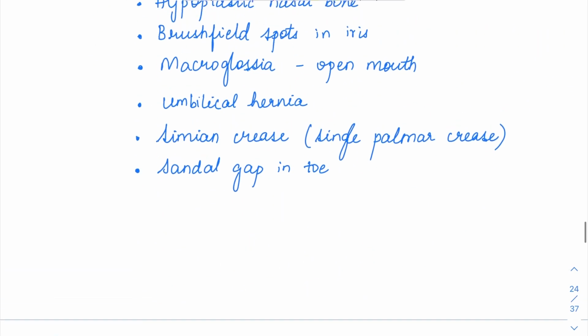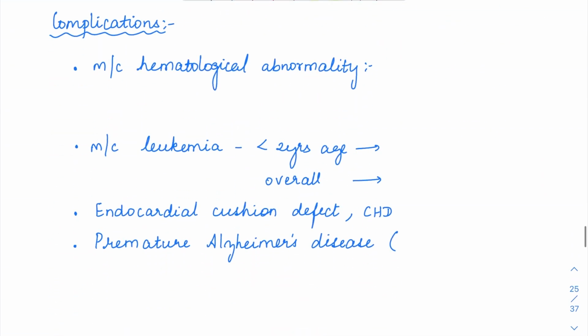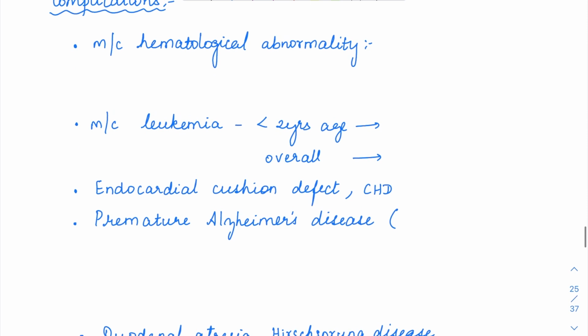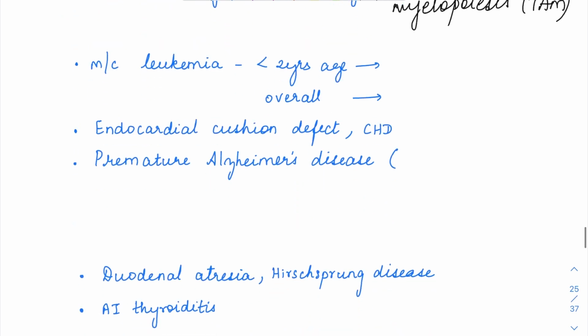So all of these features can be given. We must have all seen a Down's baby. That is not a problem. They usually confuse the questions with the pathogenesis. So complications: the most common hematological abnormality in Down syndrome is going to be transient abnormal myelopoiesis. It will resolve on its own. So transient abnormal myelopoiesis is the most common hematological abnormality in Down syndrome.